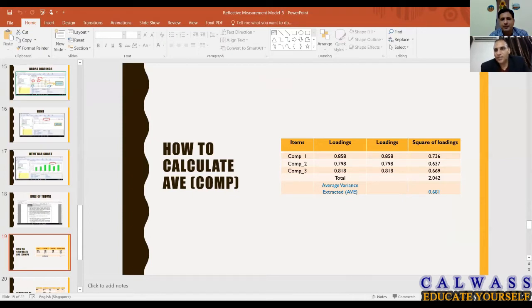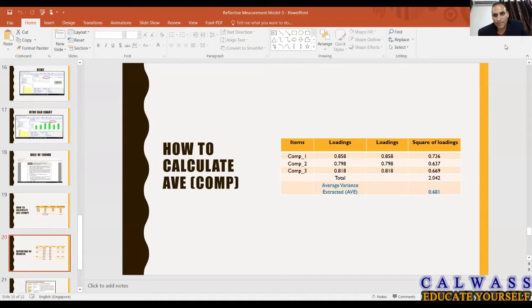This is how we can calculate AVE manually as well. We get the loading values. We square the loadings and then we add them for one construct. For example, we have a construct which has three items, like 1, 2, 3. We have loadings for the three items. We can square those loadings, right? And then we can add them and take an average of those loadings. That's why we call it average variance extracted. This is the average of the squares of item loadings. So we can calculate it manually as well.